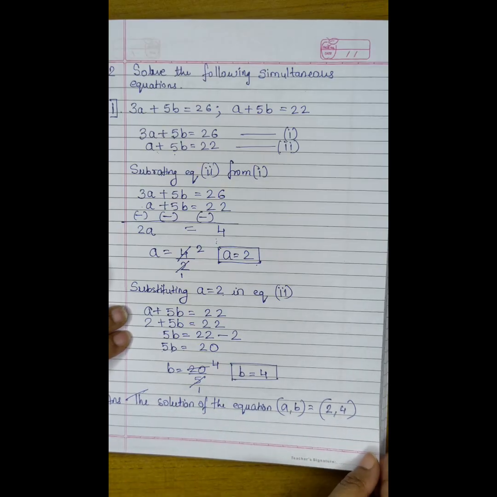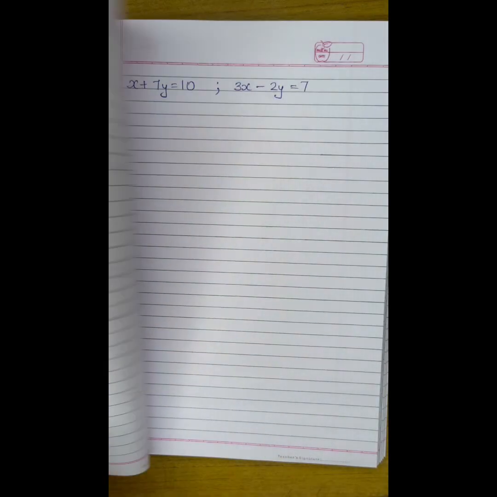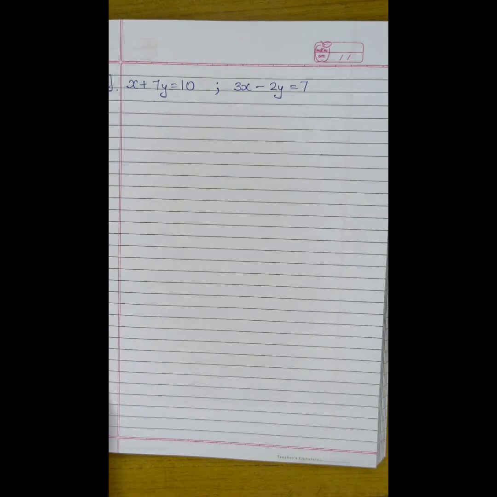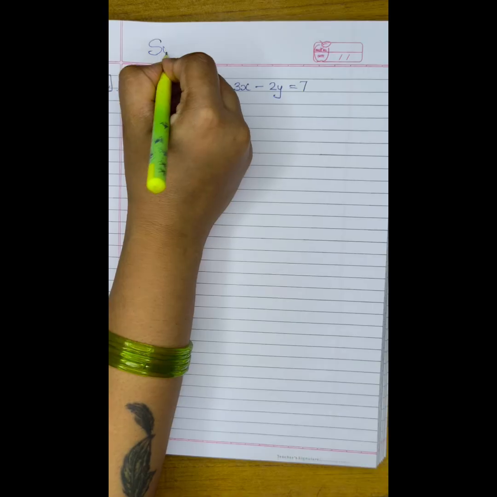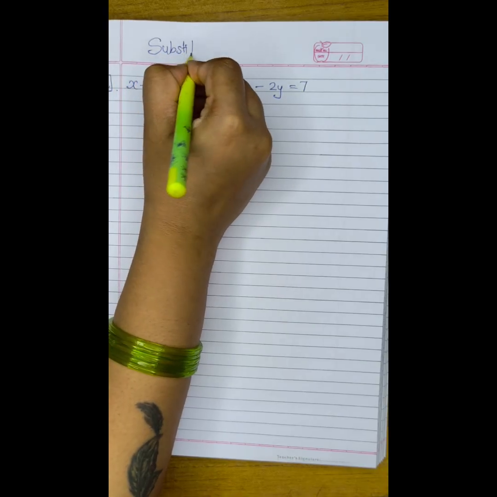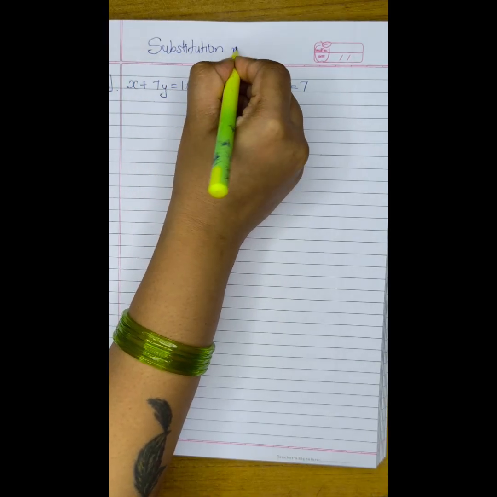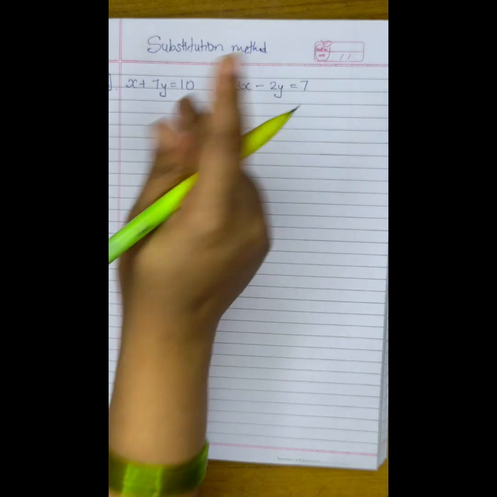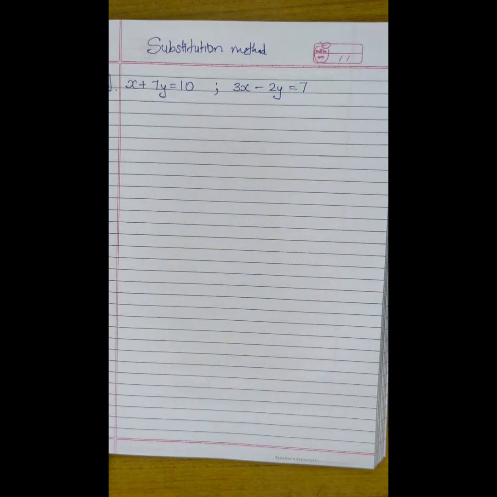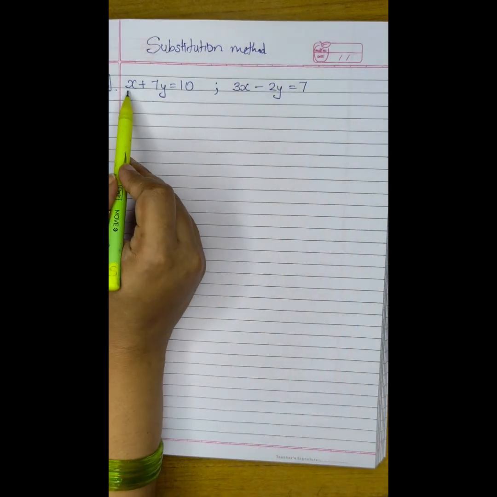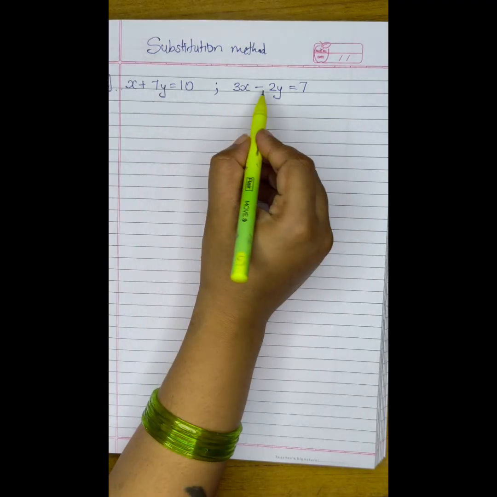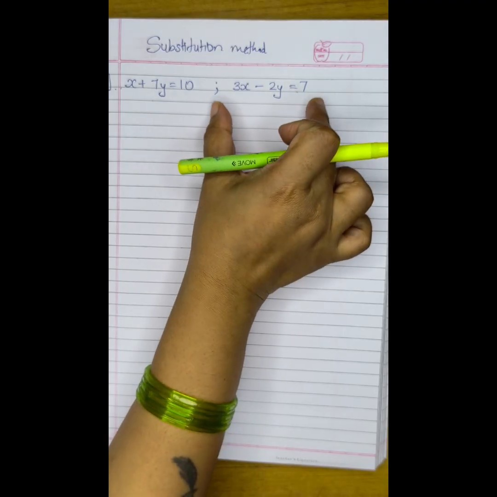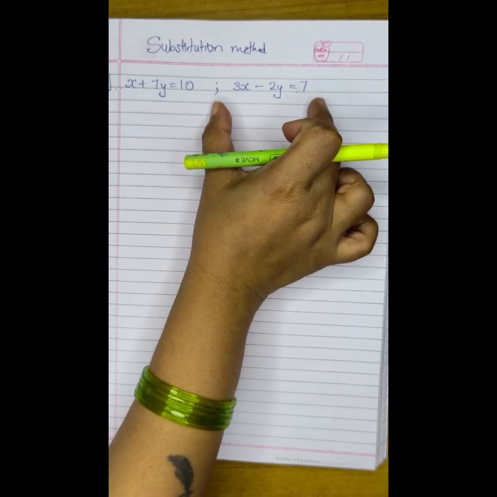Now the second sum which I am doing is by the substitution method. This sum I'll do by the substitution method. Now what you will do is write the equation. Now you can see here there is only x over here. There is no coefficient with it, means there is no number with it. So we will keep it as it is. The second equation we can keep as it is.